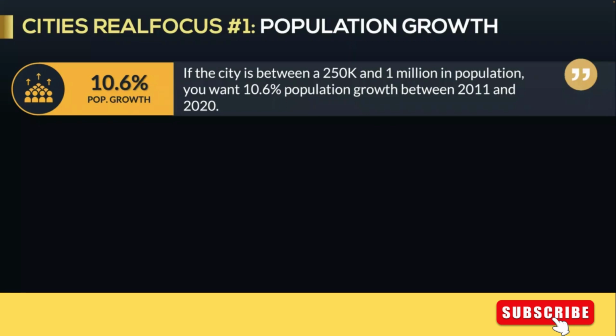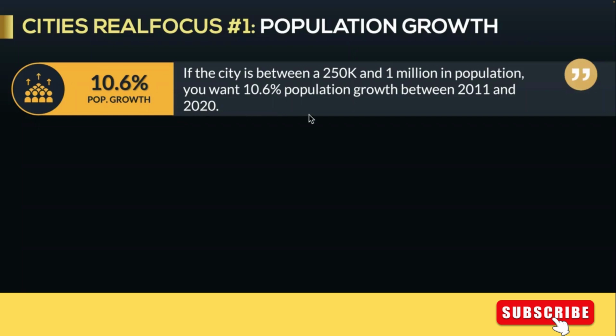So first, let's read the line. If a city is between 250,000 people and a million people, then you want that city to have at least 10.6% population growth. The higher, the better between those 2 years. See, look at the screen. It says 2011 and 2020. You might say, but we're in 2022.